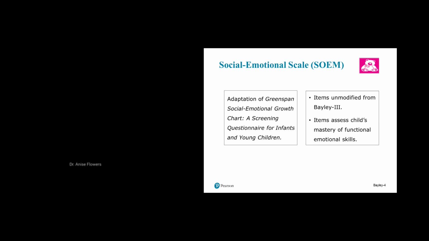For our last two areas, we assessed through the caregiver questionnaire, the social emotional scale, which looks at mastery of emotional skills and the major developmental milestones that should be acquired by certain ages in terms of self-regulation and interest in the world, communicating needs, engaging with others, using emotions in a purposeful manner, using emotions to signal.